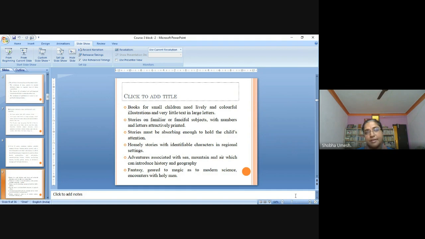But later, after that we have read Alice in Wonderland, Gulliver's Travels, and many other stories, because by that time they would have known what the world is. So in the beginning, we try to impart certain values and ethics to the child through moral stories, which are in a religion or in a region. So, certain adventure stories which are associated with sea, mountaineering, or air, introduce to the child the history and geography of that particular region.